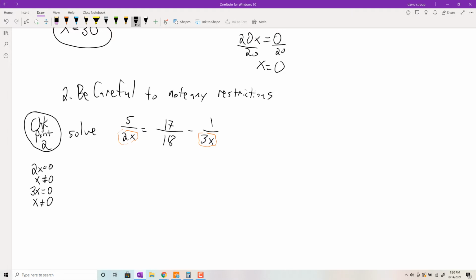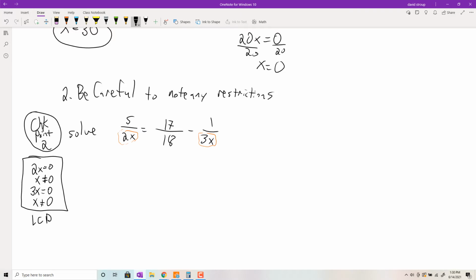So overall, when you get to the end, you have to check your answer with your restrictions and make sure you didn't get a restricted value. If you did, you have to eliminate or kick that answer out of the answer pool. Okay, so anyways, let's get the LCD.